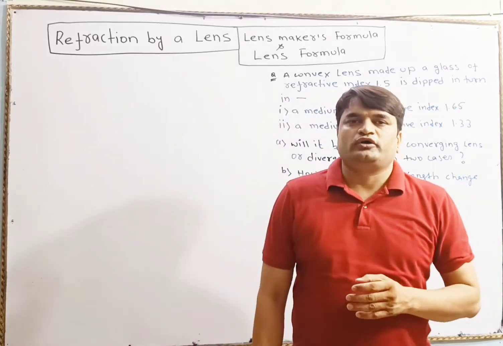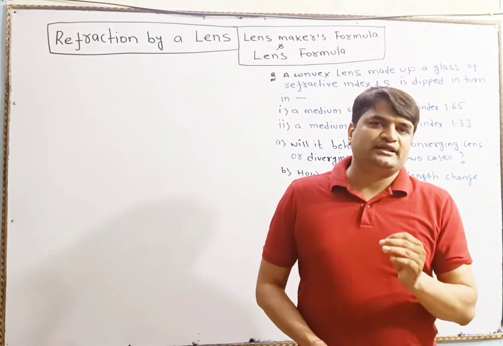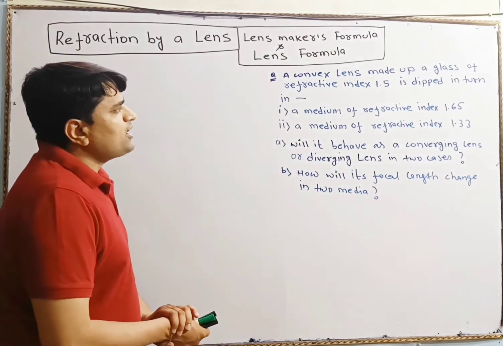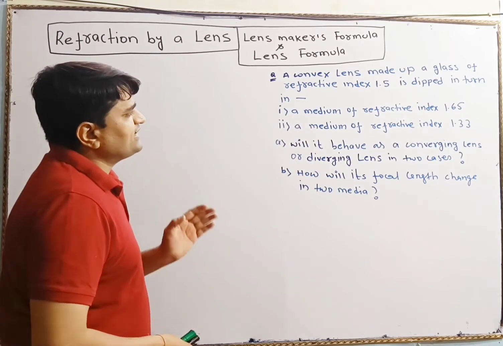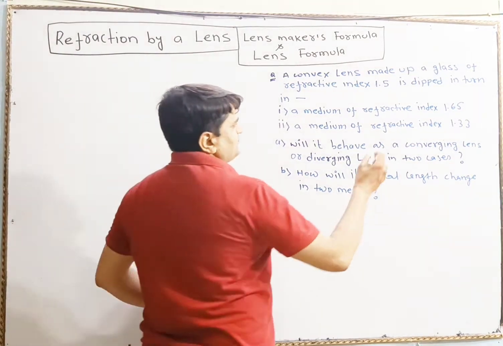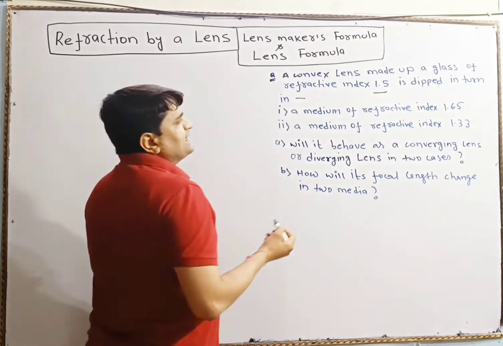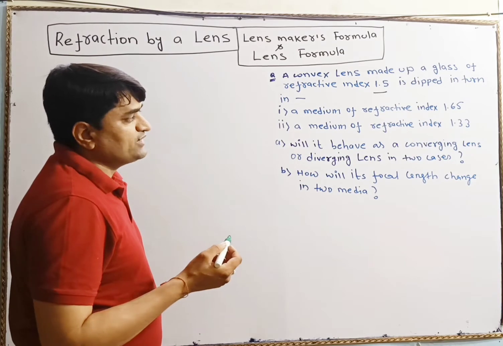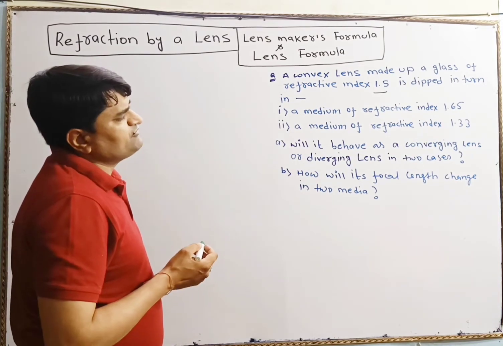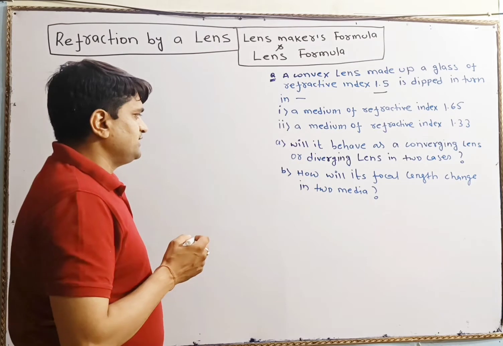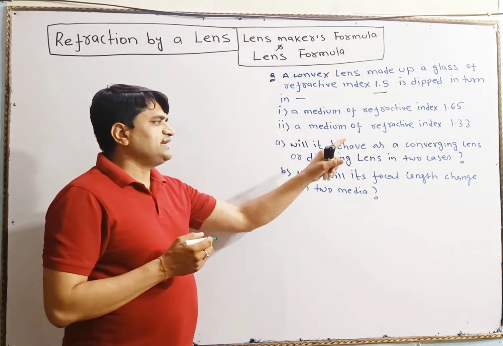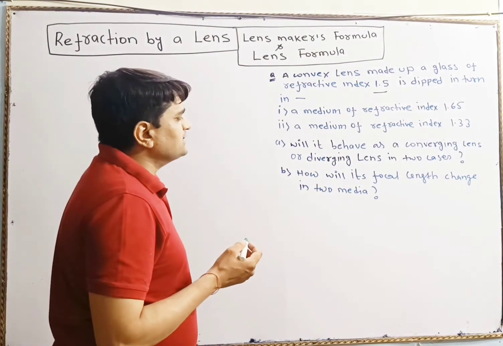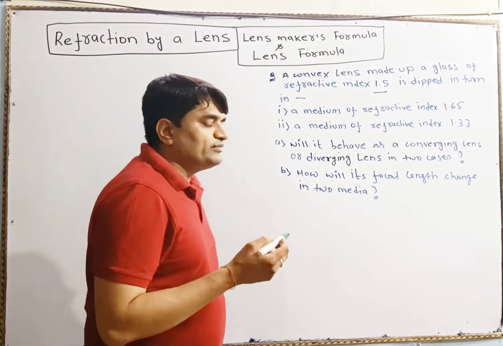Some numericals on the Lensmaker formula and lens formula. Here is the question: a convex lens made of glass of refractive index 1.5 is dipped in a medium of refractive index 1.65 and a medium of refractive index 1.33. Will it behave as a converging lens or a diverging lens? And second, how will its focal length change in the two media?